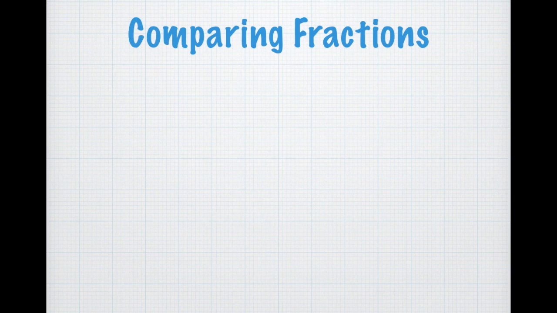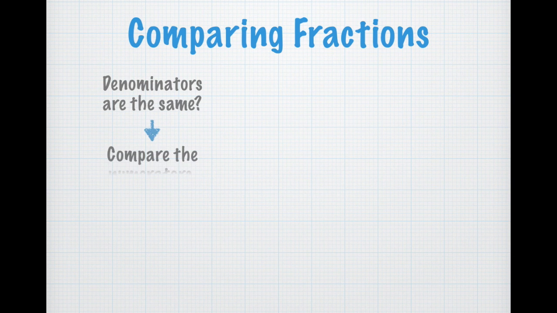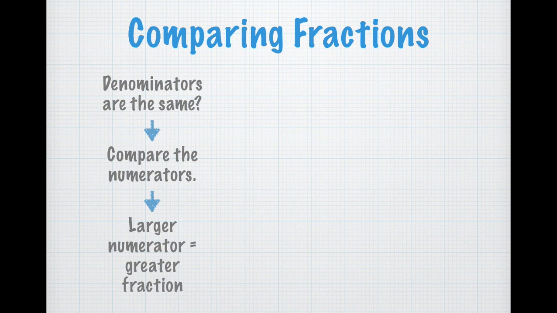So let's review. When we're comparing fractions, if the denominators are the same, then we compare the numerators. This means we have same size pieces because our denominators are the same, so we just need to know how many pieces there are. The larger numerator is going to be the greater fraction because that fraction has more pieces.